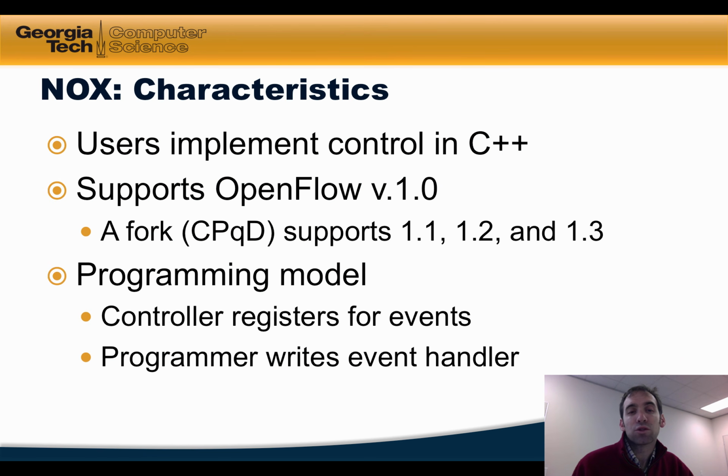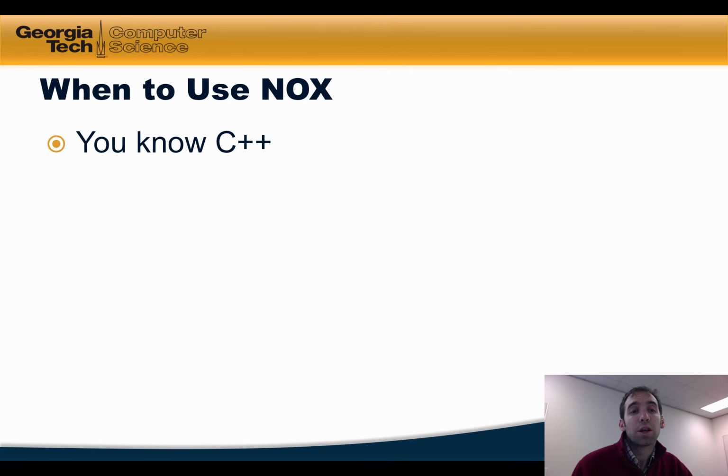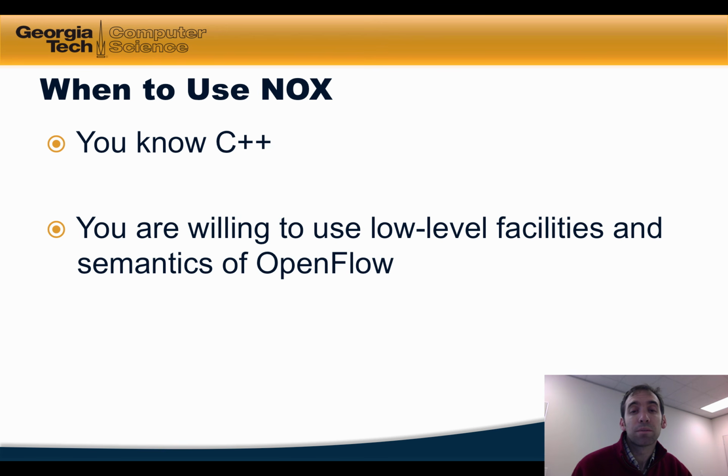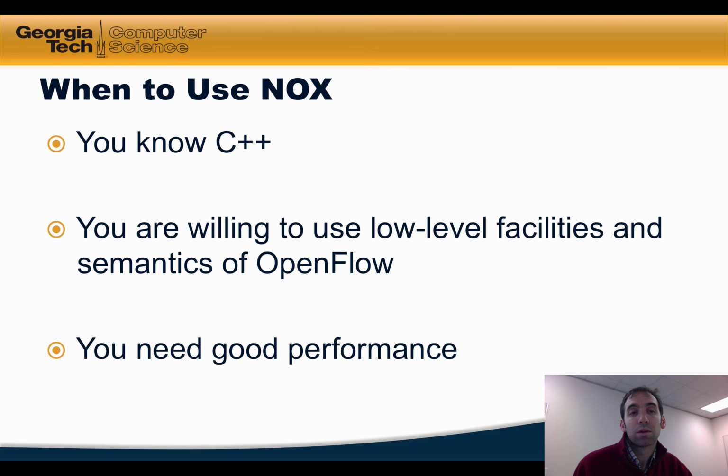In NOX, users implement control in C++. NOX itself supports OpenFlow version 1.0, and a fork of NOX called CPQD supports 1.1, 1.2, and 1.3. In NOX, the programmer writes a control program that registers for certain events, such as packet arrivals or topology changes. And the programmer then writes event handlers that respond to those different events. You might want to use NOX if you already know C++, and you're willing to use low-level facilities and semantics of OpenFlow, such as functions that directly modify the switch flow table. Another good reason to use NOX is if you need good performance.